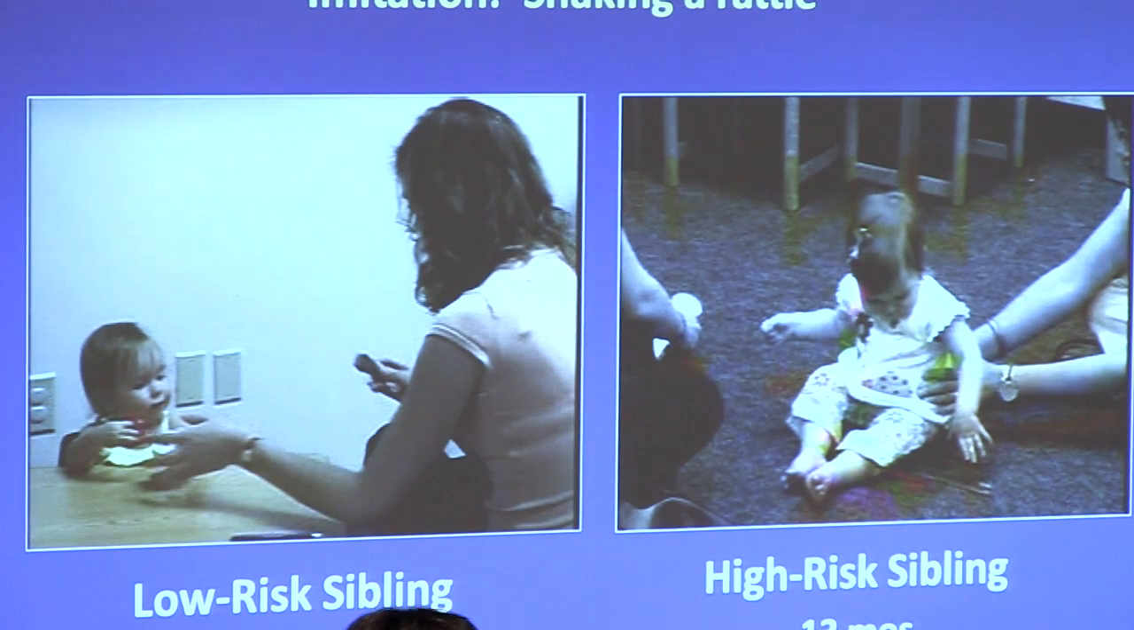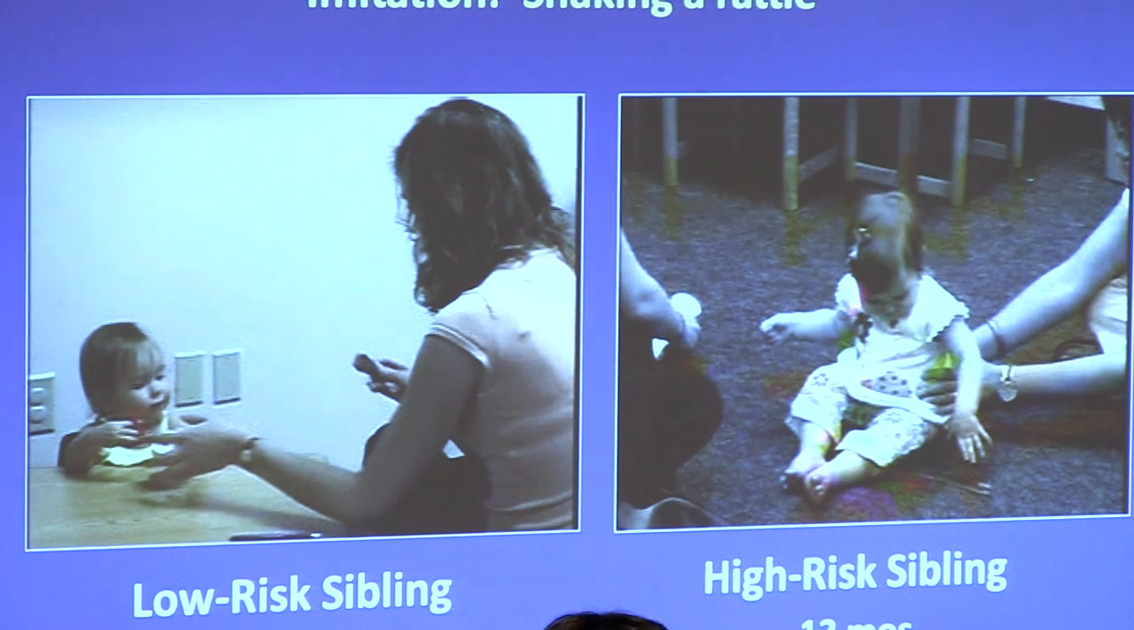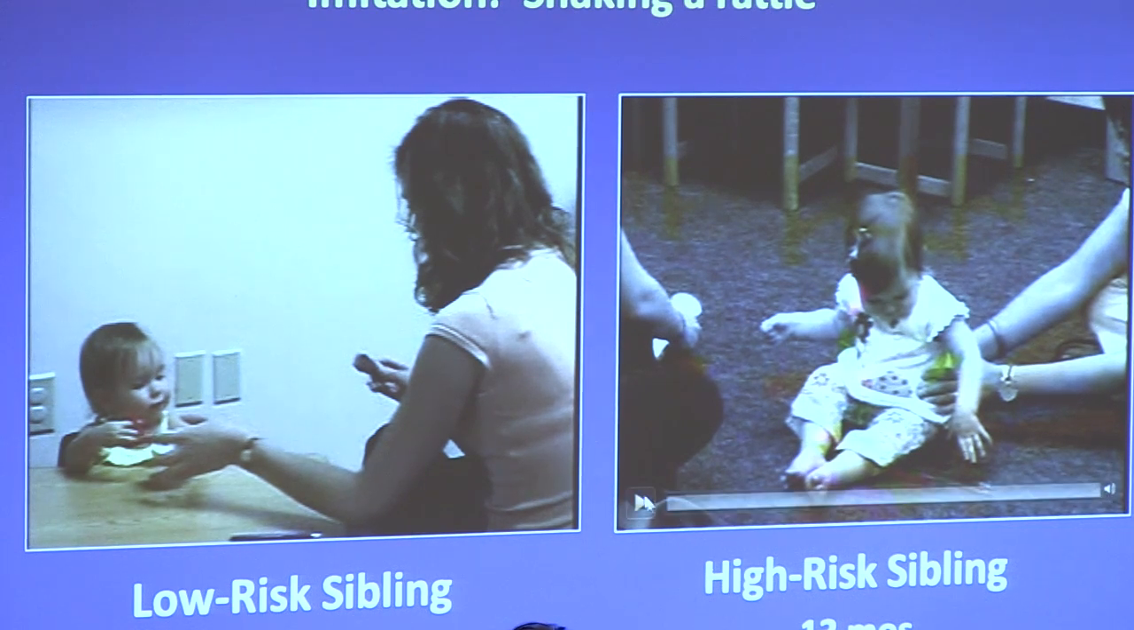So what kept her going there? It was the interaction. It wasn't just the rattle. It was that she kept repeating it and looking at the examiner to see if she was watching. All right, so here, this was a high-risk sibling.